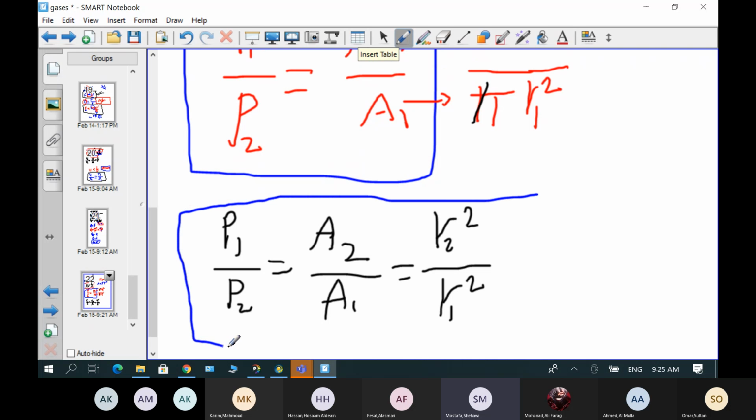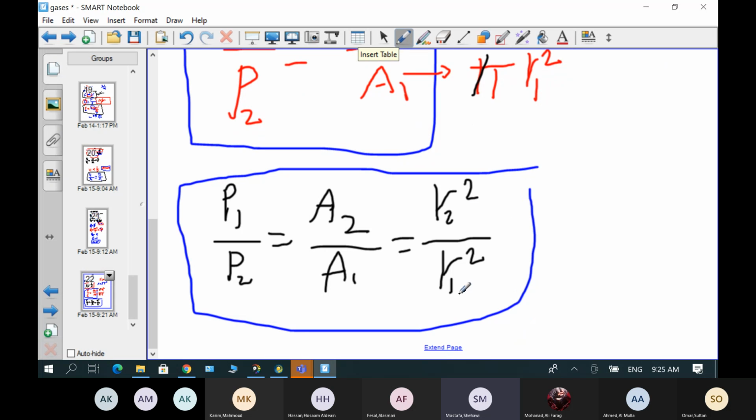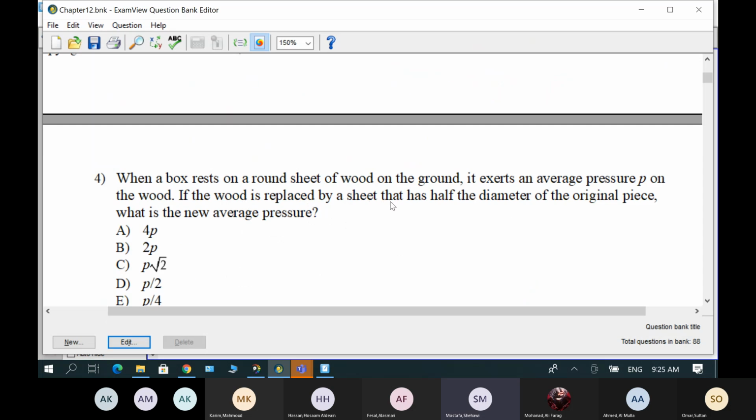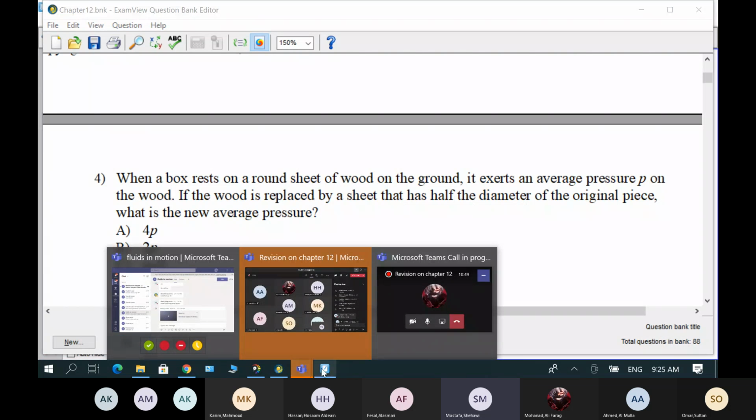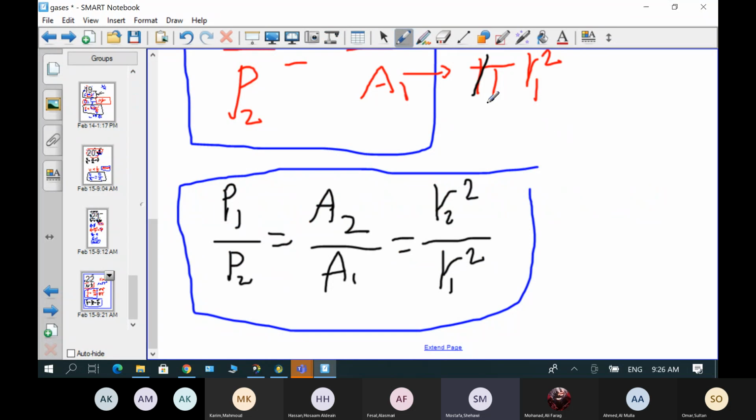And this is the radius for something round. Let's go back to the problem. The sheet is replaced by a sheet that has half the diameter. So the new one equals half of the first one. That's how to translate the problem: the new one, which is R2, the new radius, is half of the first one.